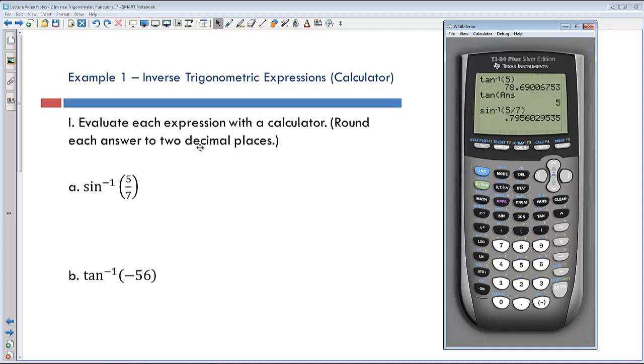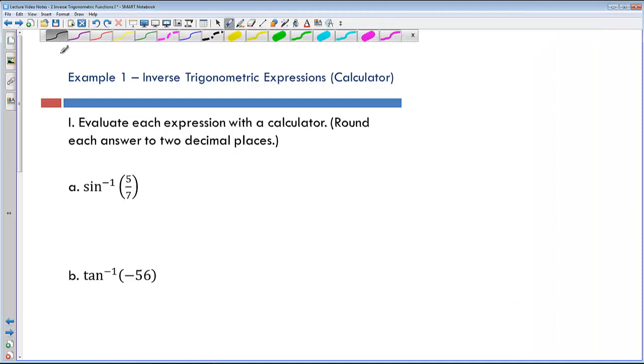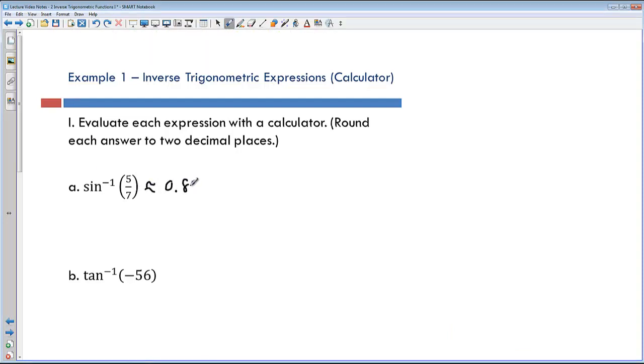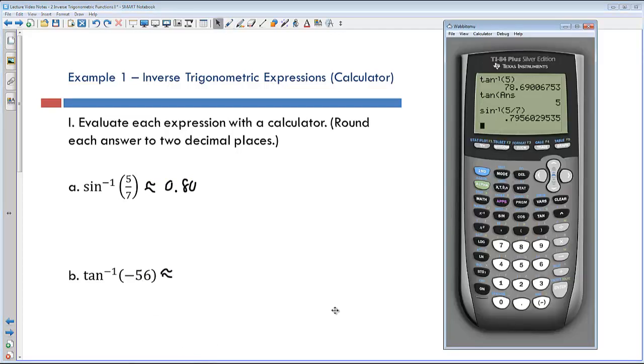And so to 2 decimal places, since the third decimal place is 5, that'll become a 0, and that'll become an 8. So 0.80 approximately. Whereas down here, tan inverse of negative 56. Hit enter and it spits out the angle negative 1.55 approximately radians.